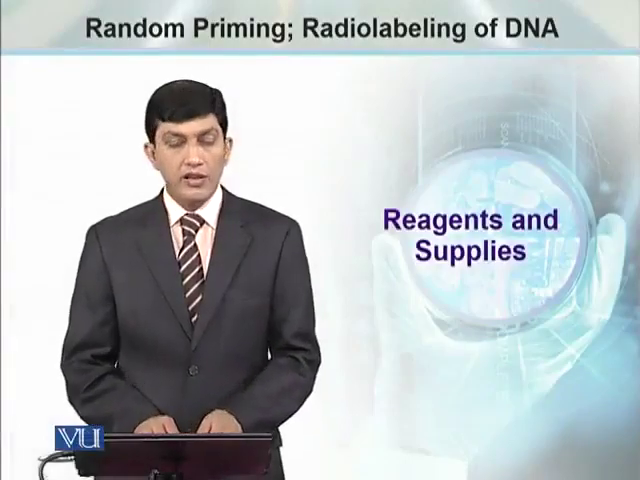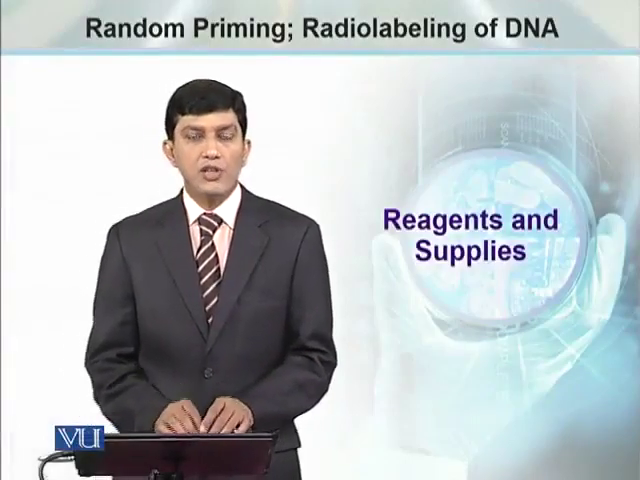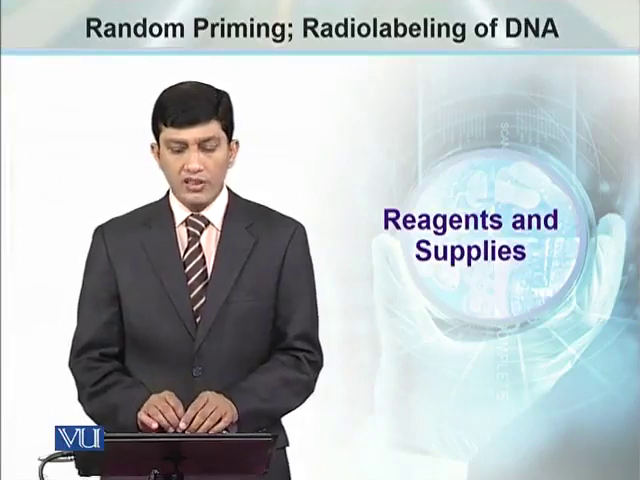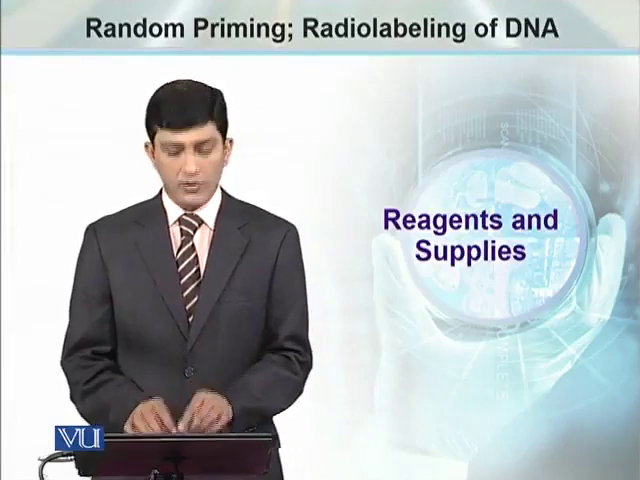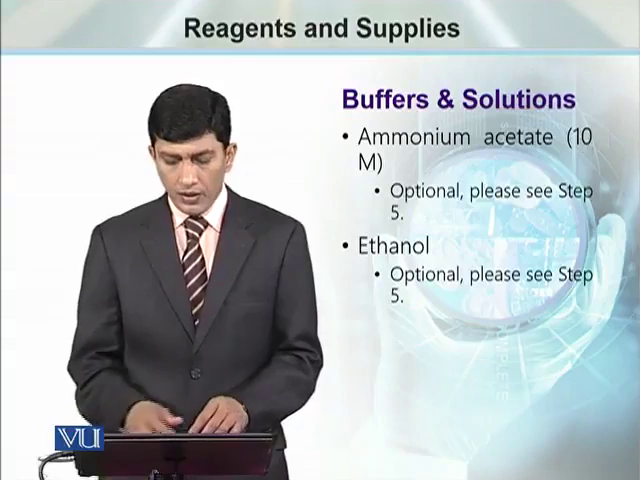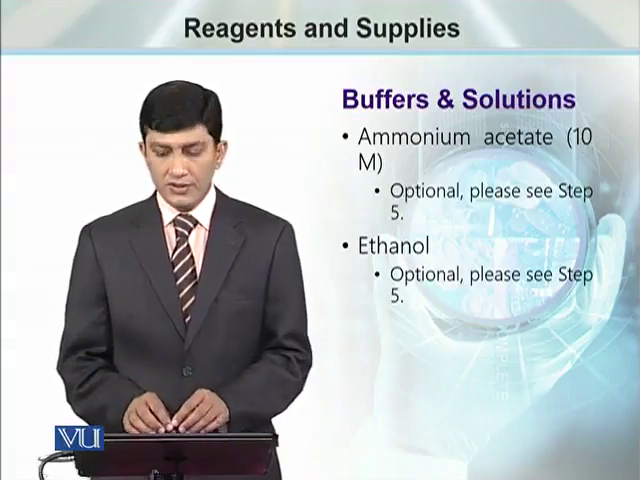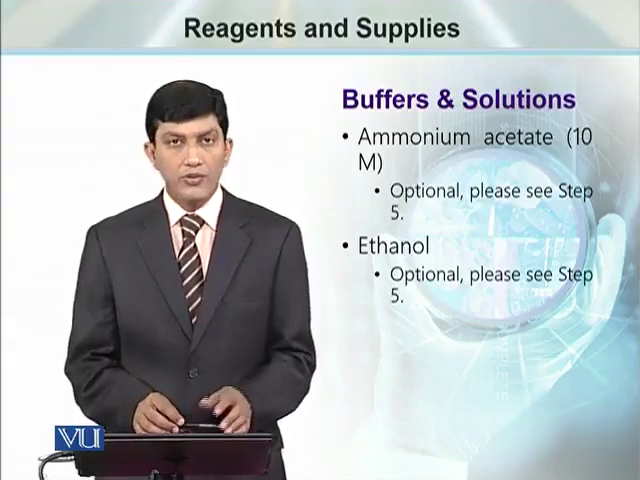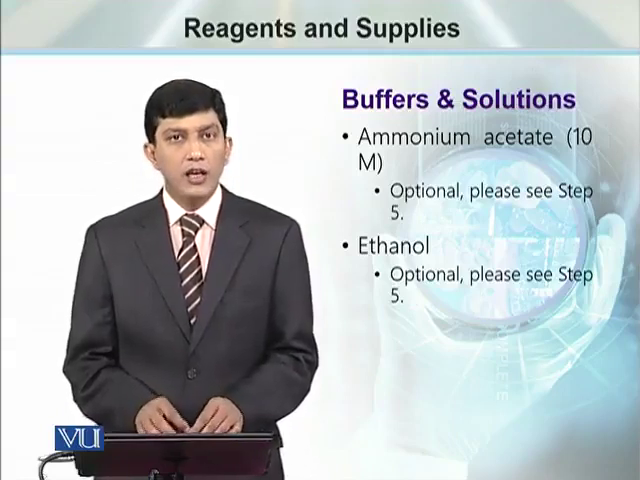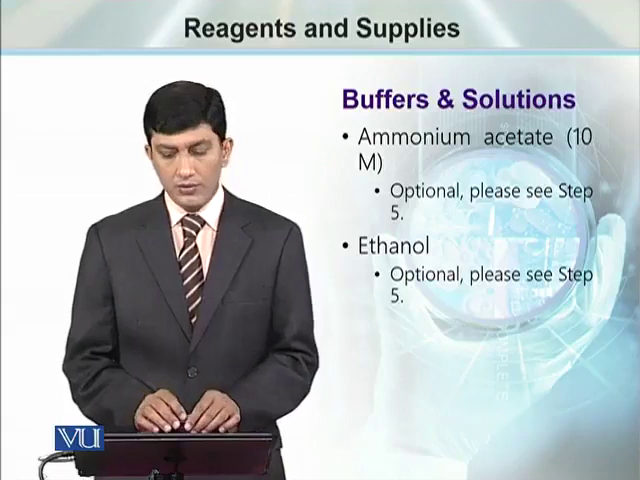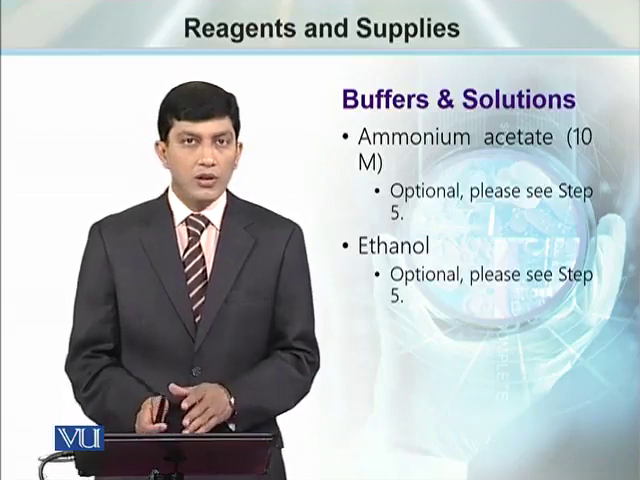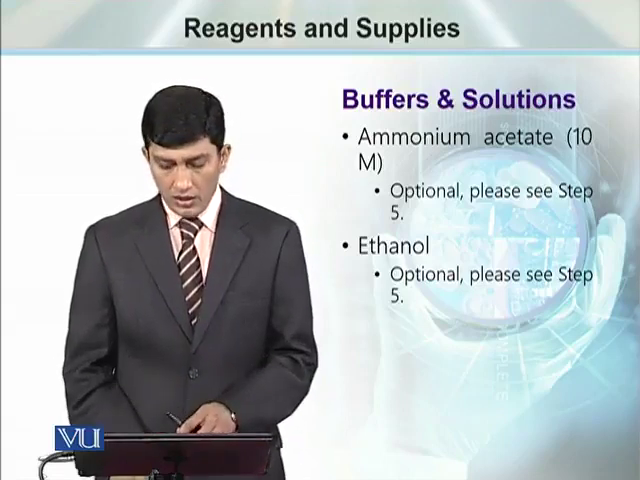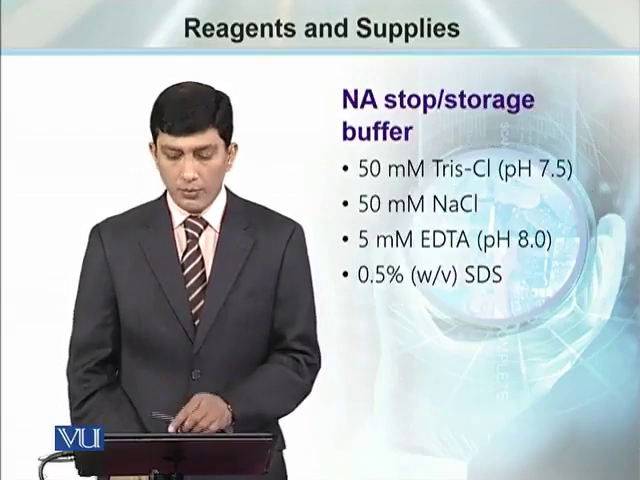अब हम बात करेंगे reagents and supplies और special equipment जो कि हमें random priming labeling reaction के लिए चाहिए. We need different buffers to perform different functions like ammonium acetate and ethanol is required. These are two optional buffers required which will be discussed in the process when we need them.